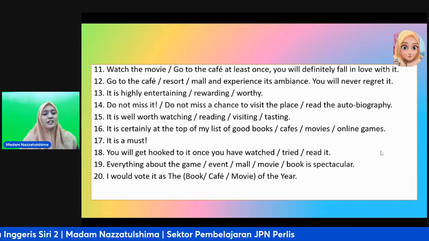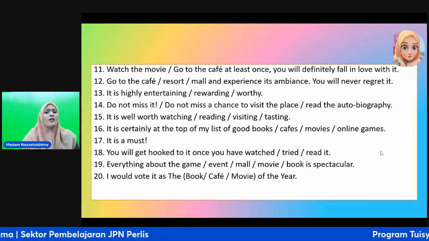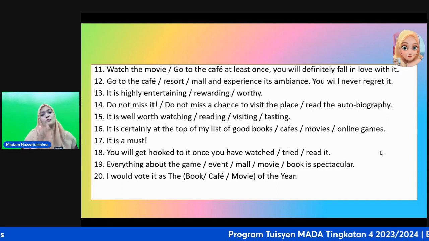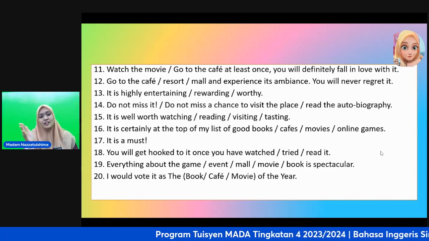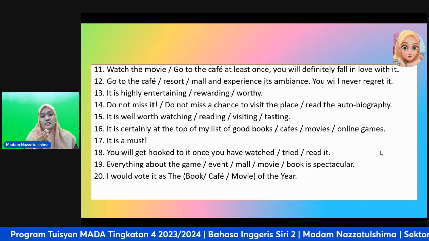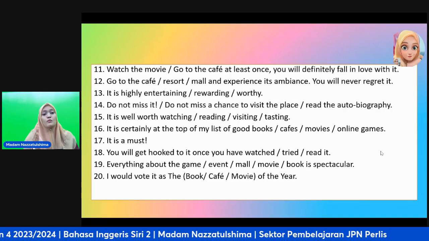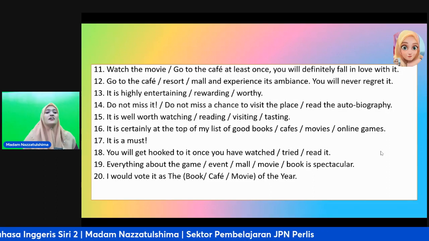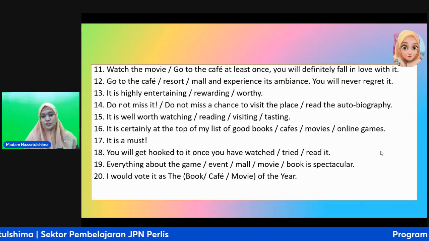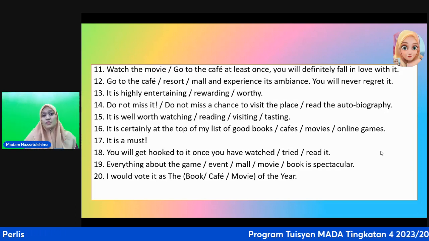It is well worth watching. It's well worth reading. It's well worth visiting. It is well worth tasting. You cannot swap them around. If it's about the movie, it's well worth watching. But if it is about a book, it's well worth reading. Next one, it is certainly at the top of my list of good books. So this one is for the books. Book review.